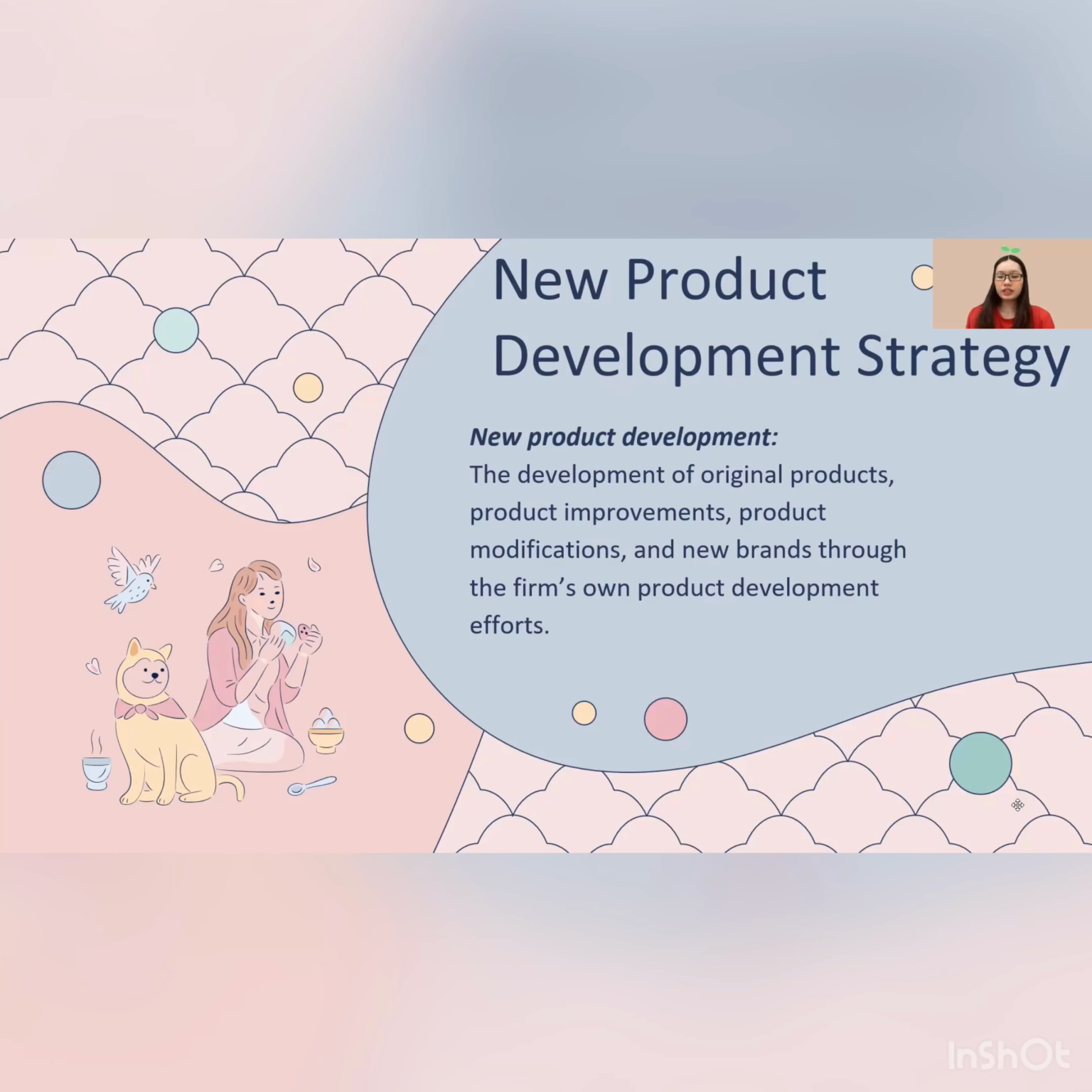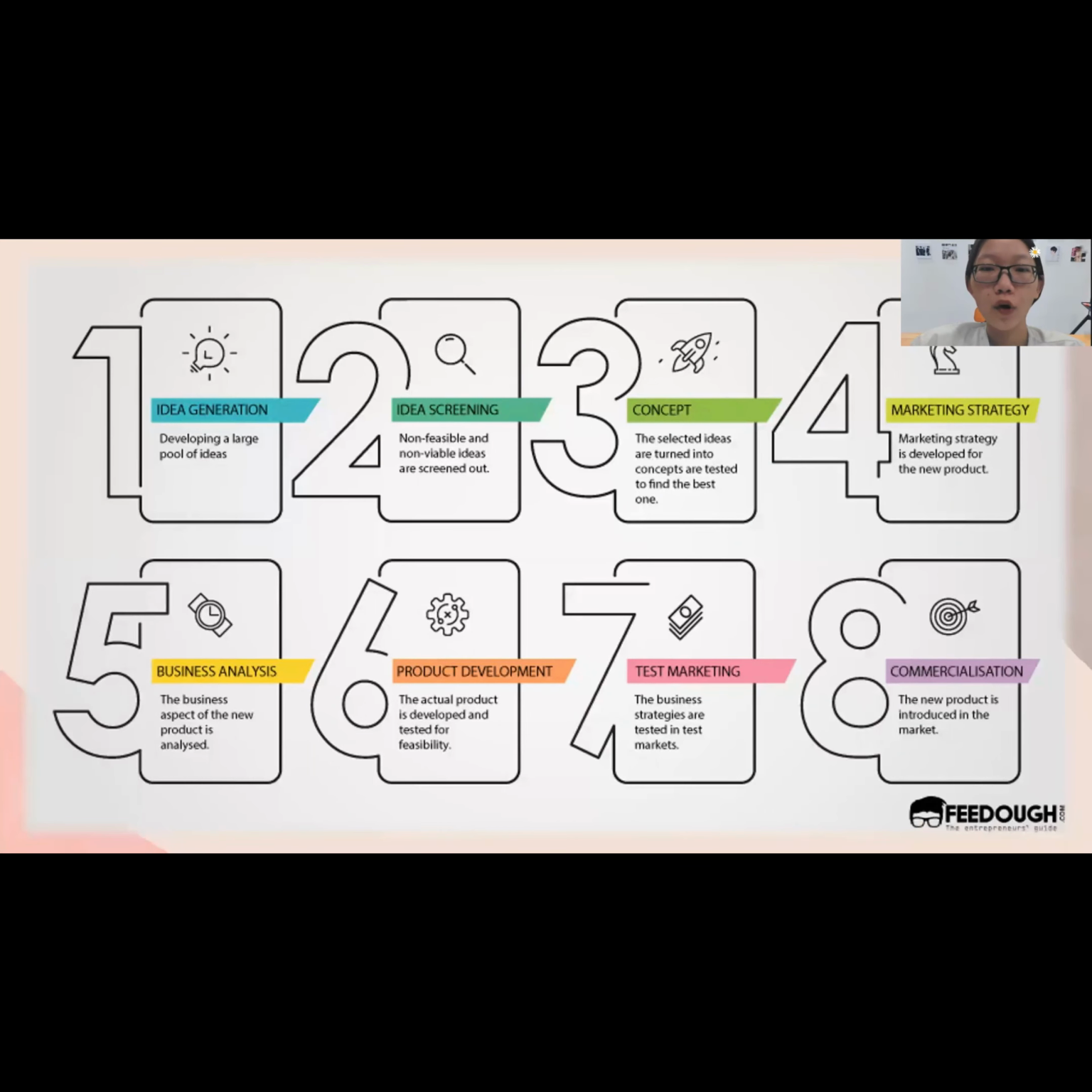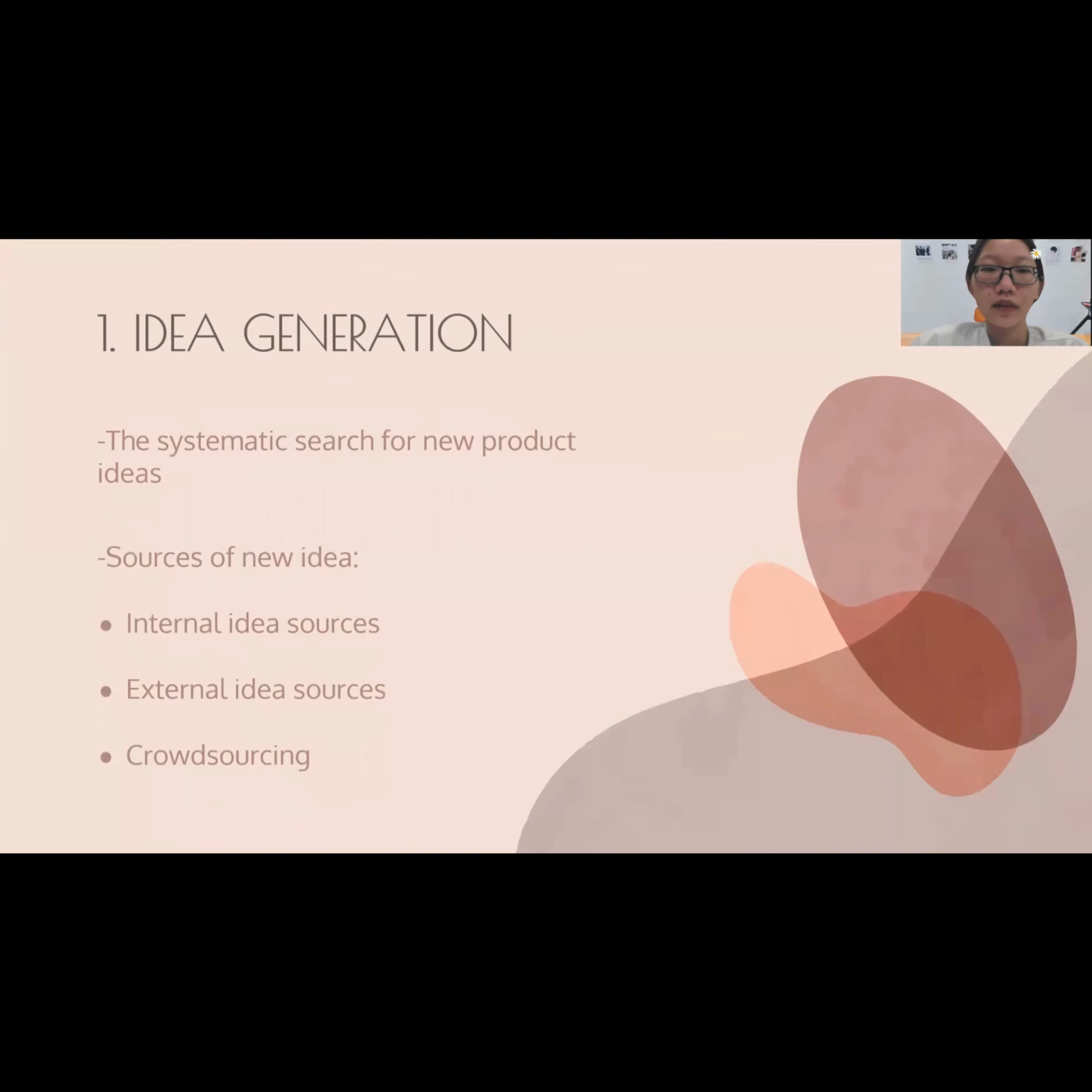So to create successful new products, a company must understand its customers, markets, and competitors, and develop products that deliver superior value to customers. The second objective lists and outlines the steps in the new product development process and the key considerations in managing this process. Now we will go into the 8 main steps in the NPD process.